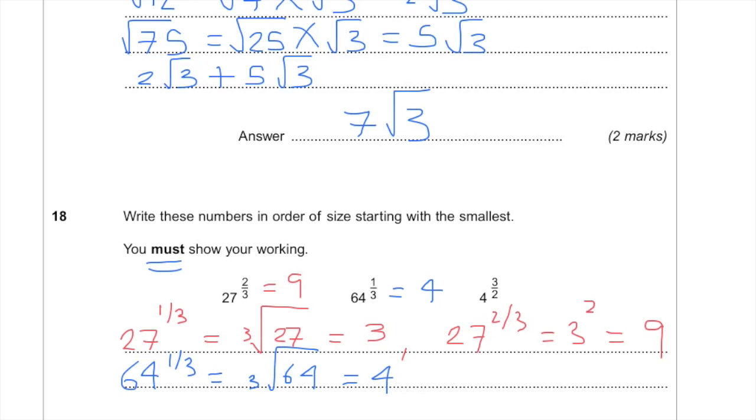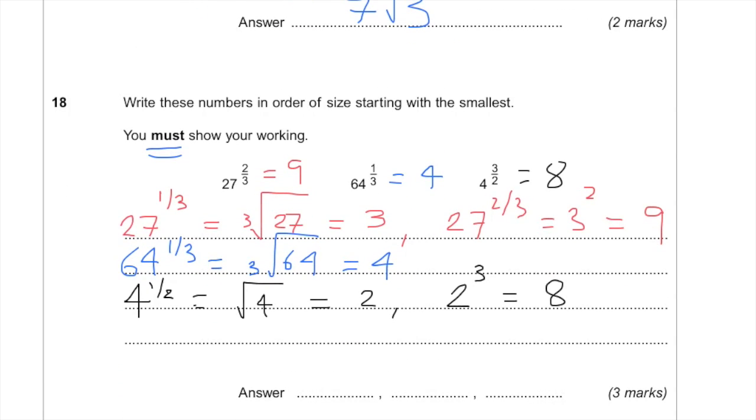Now the last part is 4 to the power of 3 over 2, so we're going to start off by working out 4 to the power of a half, which is the square root of 4, which is 2, and then we simply have to do 2 cubed, which is 8. So the answer to the third part is 8. So putting these in order, starting with the smallest value is of course 64 to the power of a third, the middle value is 4 to the power of 3 over 2, and the largest value is 27 to the power of 2 thirds.